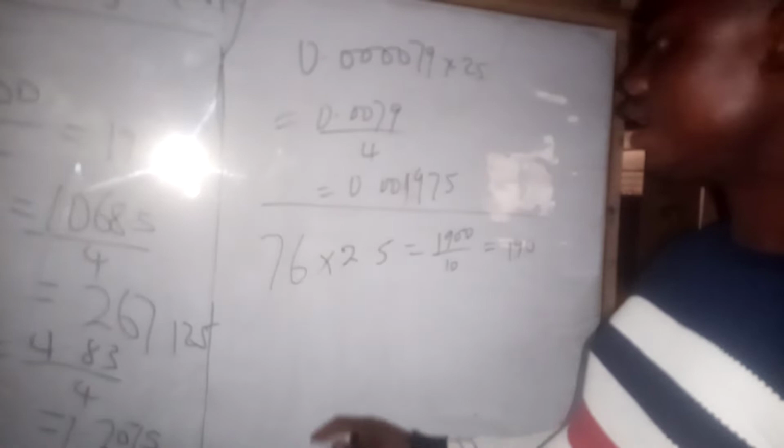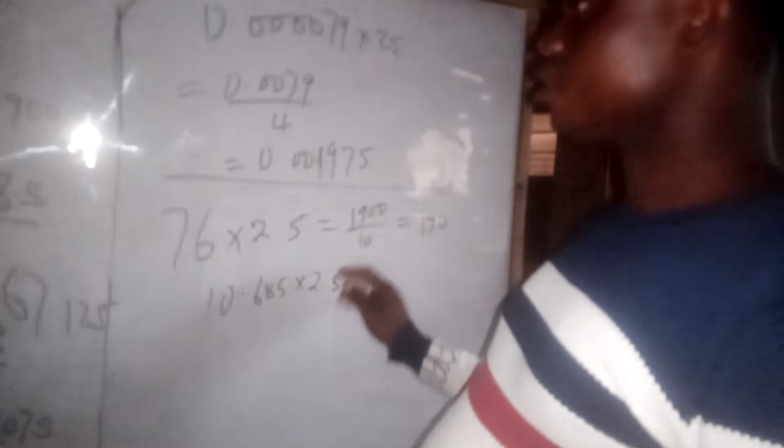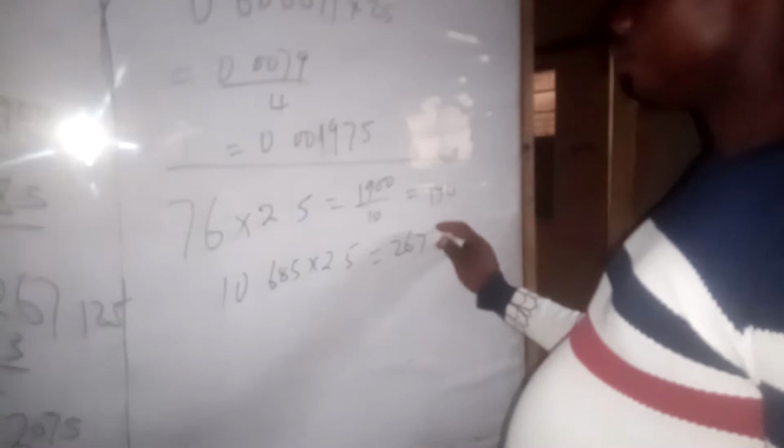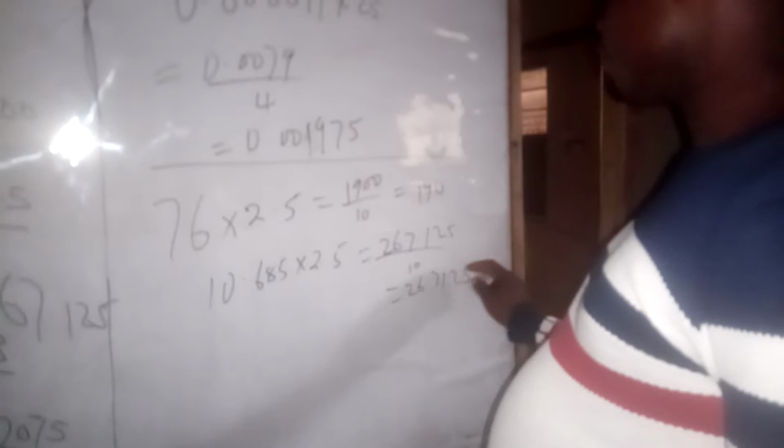If it's something like 10.685, having known that 10.685 times 25 is 267.125, if further divided by 10, that is now 26.7125.